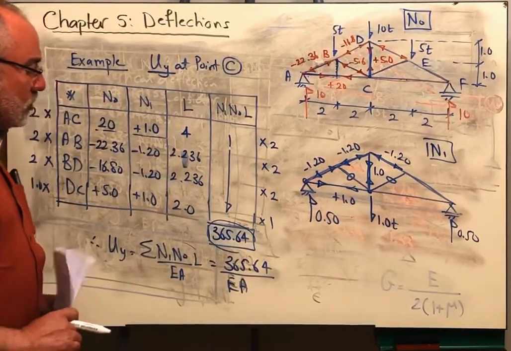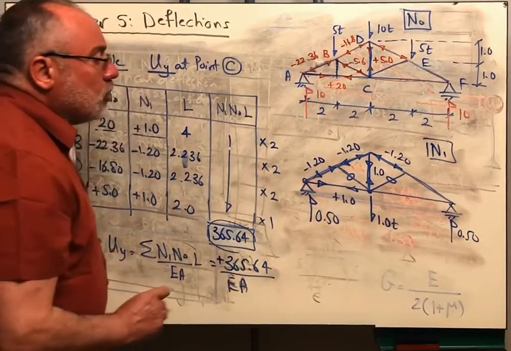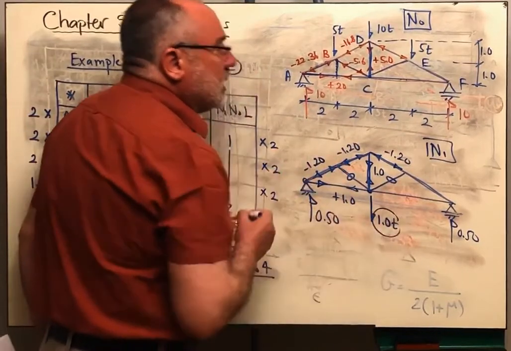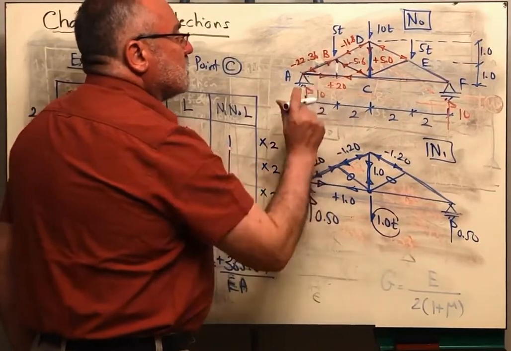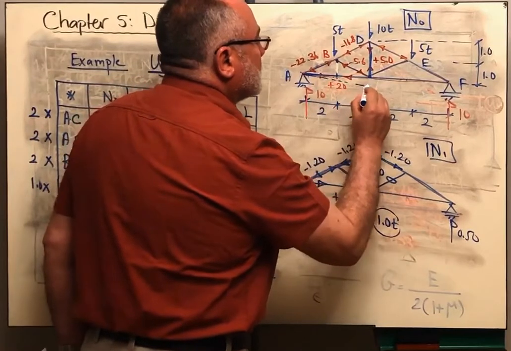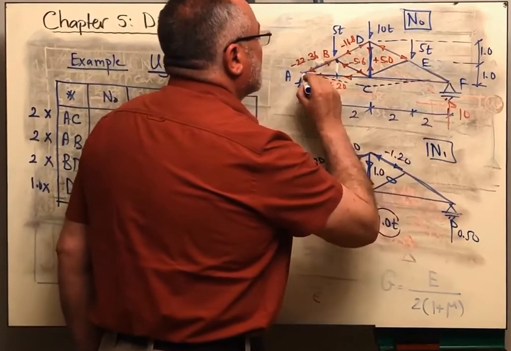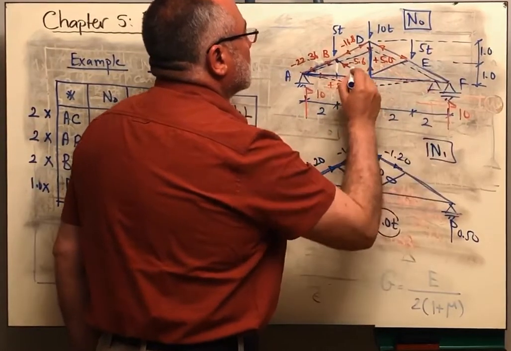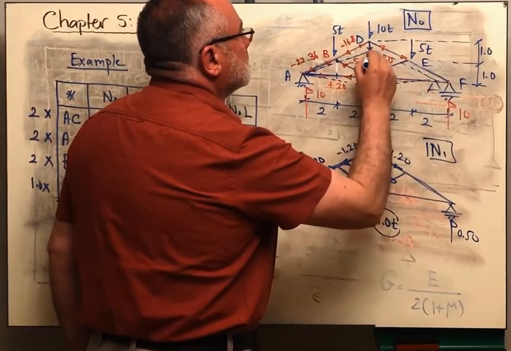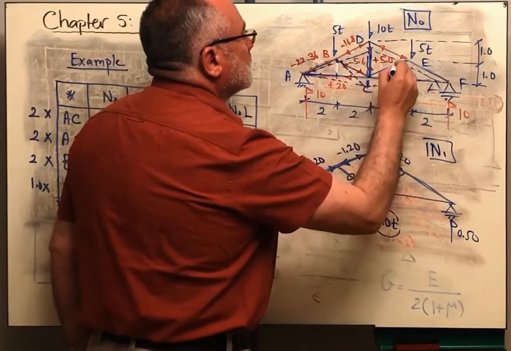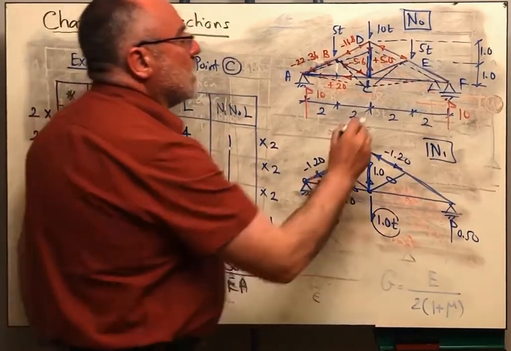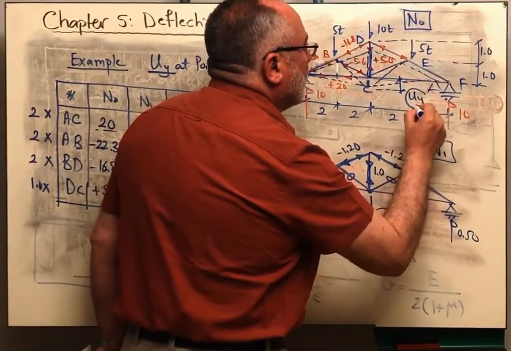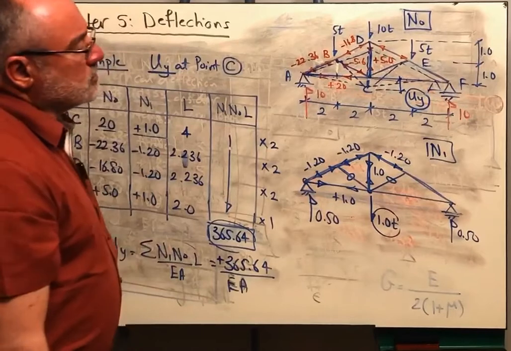What do you understand from the positive sign? Because the deflection is positive, it means that it is in the same direction of the unit load. If this truss is deflected, it will deflect something like that. Like this. We got the magnitude of the vertical deflection at point C. Okay?